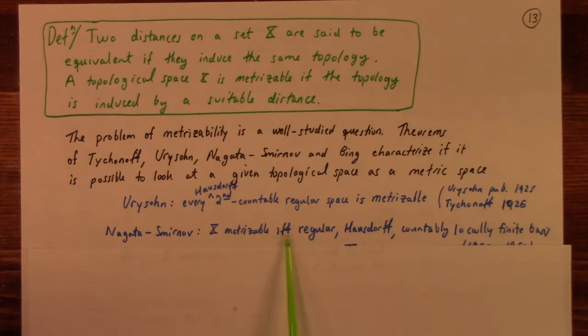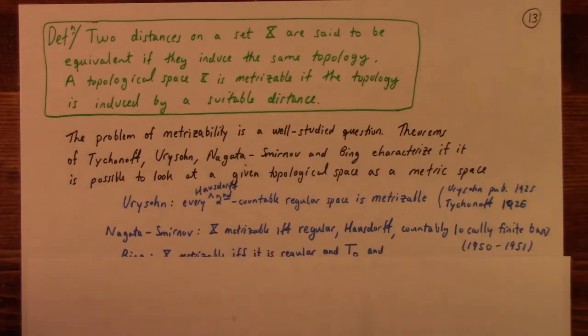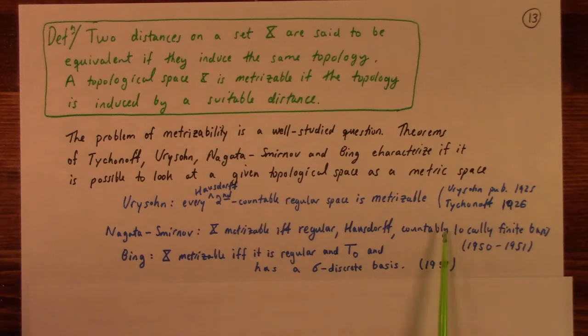X is metrizable if and only if it's regular, Hausdorff, and has a countably locally finite basis. So this is 1950 to 1951, and then Bing said X is metrizable if and only if it's regular and T naught and has a sigma discrete basis. When I start reading these two theorems, they sound very similar to me.